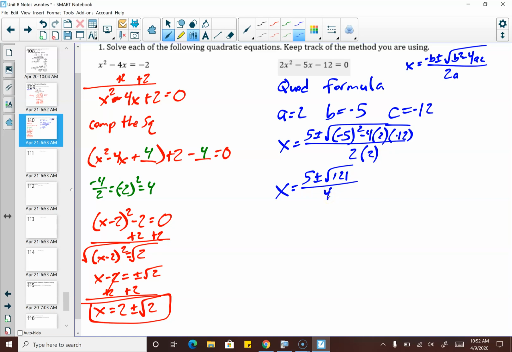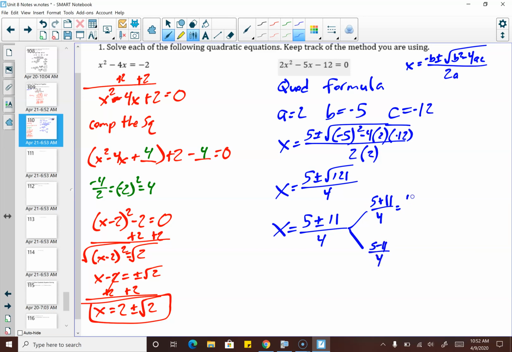So now we're going to look at our radical. 121 is a perfect square. So by the way, that means that this was factorable. Square root of 121 is 11. Now, when you have no square roots left, don't worry about trying to cross out the 5, the 11, and the 4. Just split it. So you get 5 plus 11 over 4, and you get 5 minus 11 over 4.